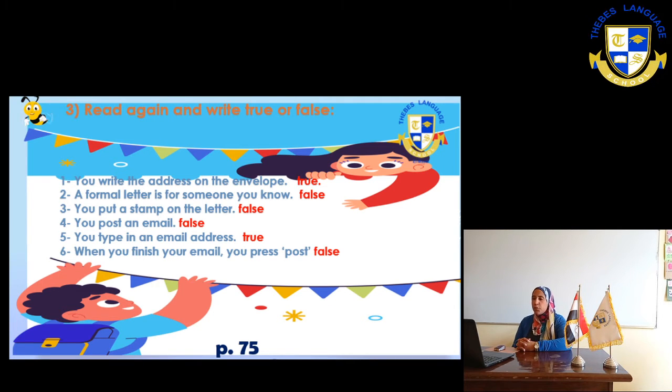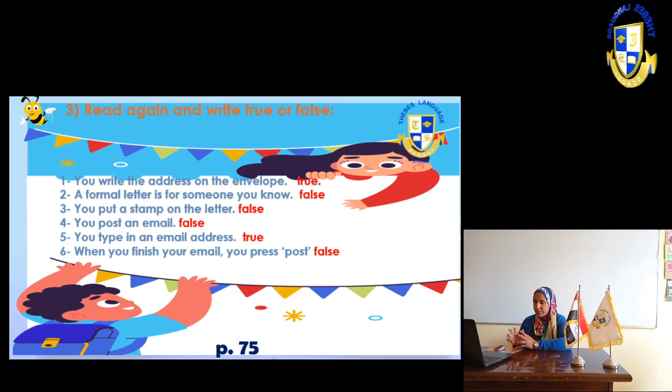Number 4, you post an email. False. You send an email and you post a letter. Number 5, you type in an email address. True. Number 6, when you finish your email, you press post. False. You press send.